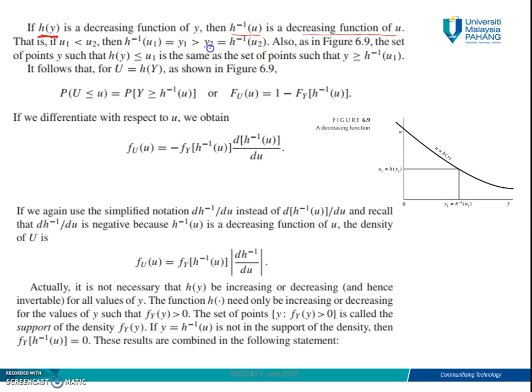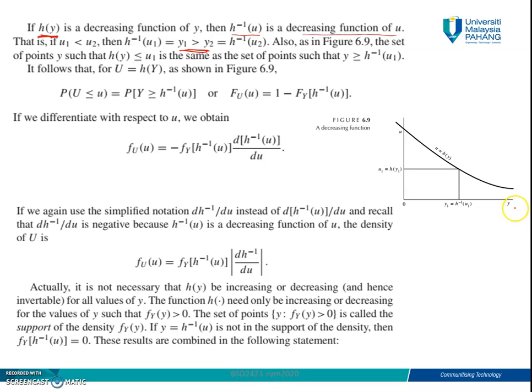So you can see this is the difference. When you have an increasing function, y1 is less than y2. But when you have a decreasing function, your y1 is greater than y2. Also as shown in figure 6.9.